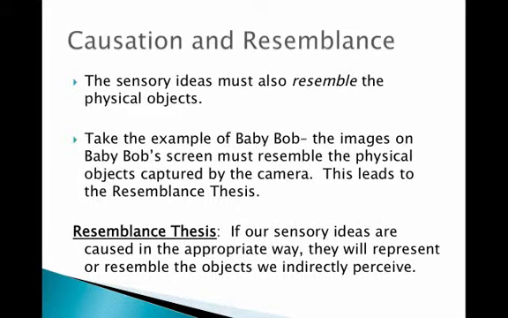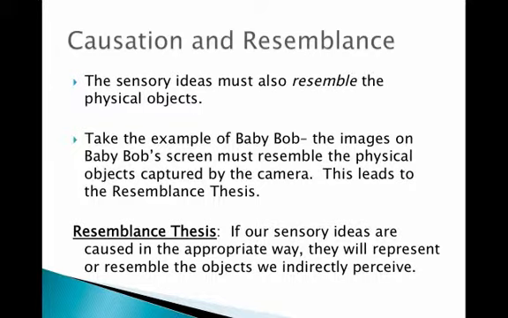Well, let's talk about resemblance then. Sensory ideas should also resemble the physical objects. Once again, let's return to Baby Bob. The image on his screen looks like a chair. It resembles the physical object. So this leads to the resemblance thesis: if our sensory ideas are caused in the appropriate way, they will represent or resemble the objects we indirectly perceive. So if the chair causes the image on the screen the right way, then Bob will indirectly perceive the chair.